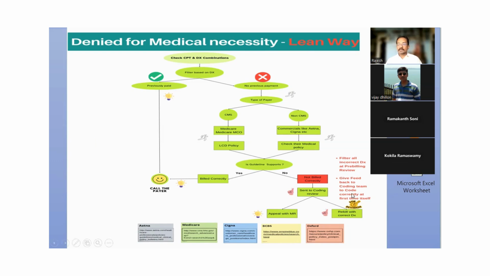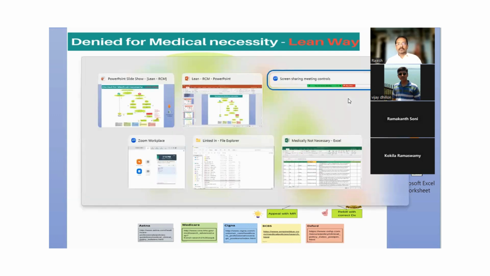And whenever the denial is coming in, go back and give feedback to your coding team so that they can rectify their problem in future claims. Otherwise, every time you are going to do the non-value added work, which is not going to support you, right? So now I'm going to share my Excel sheet.